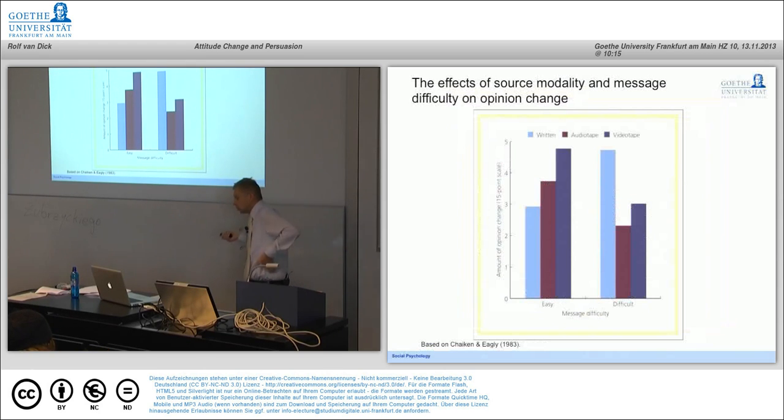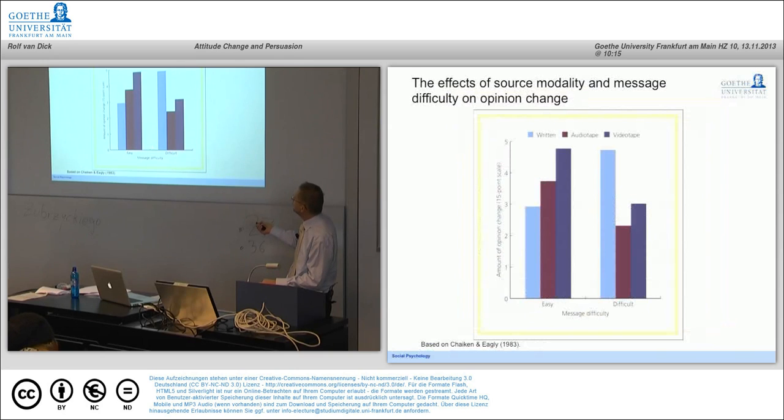So typically we would think that it is best to communicate by video, because then we have all sources, we hear people talk, we see people talk, and this might be particularly helpful. But as you can see here, this is only true for simple, for easy messages. So when the message is simple, then written messages have some amount of opinion change. Audio taped messages have a little bit an extra impact, and videotaped messages have the biggest impact, the largest impact on people's attitude change.